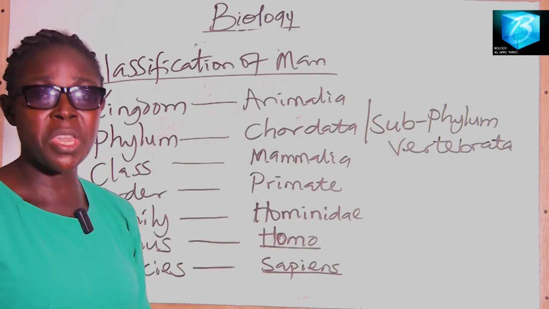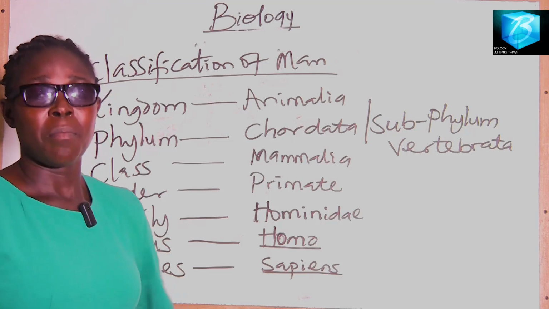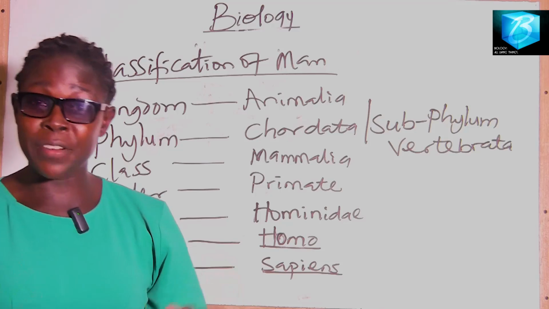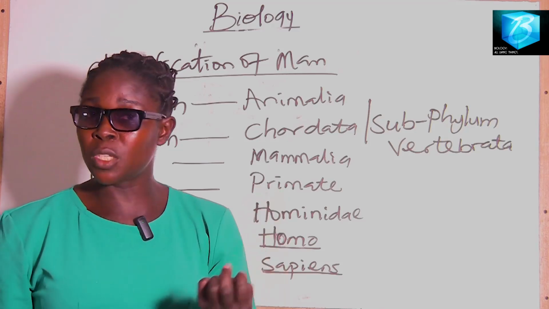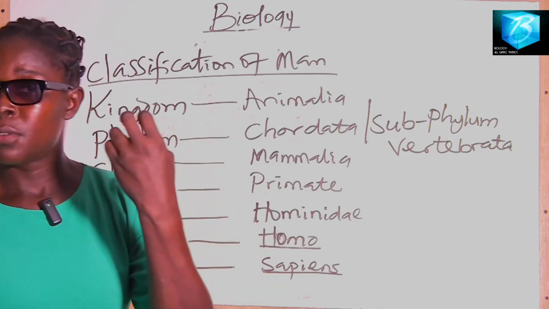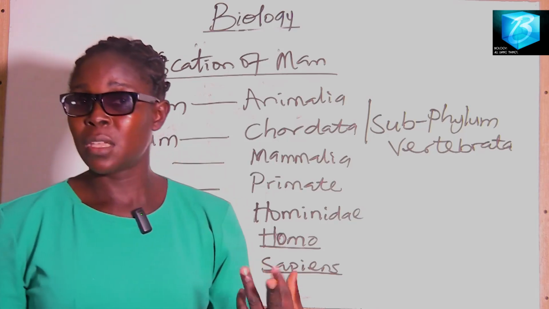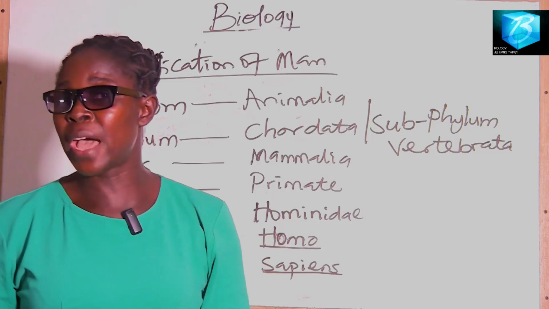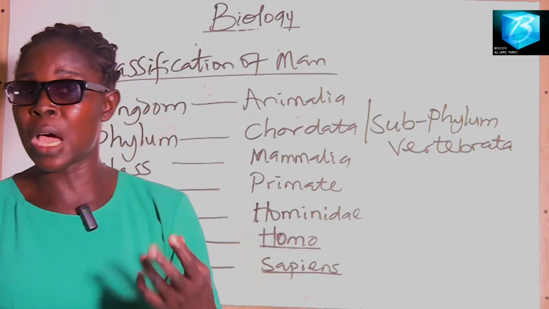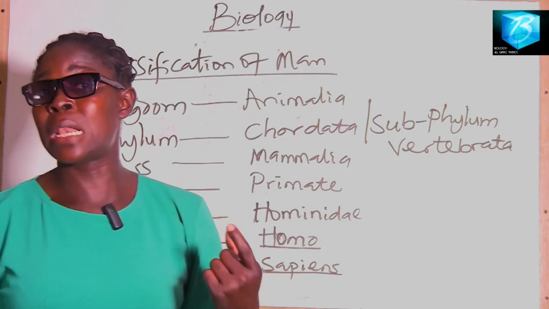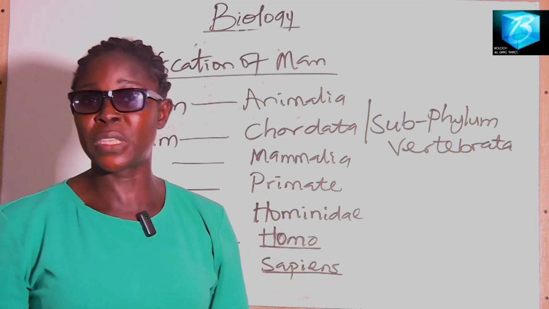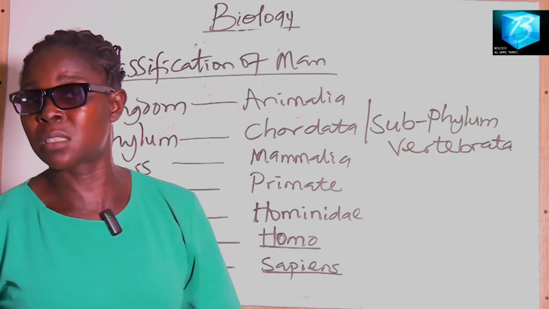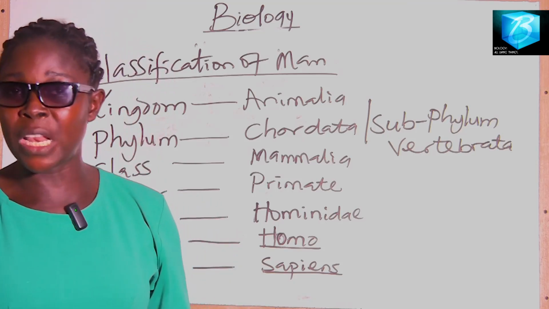Vertebrata, meaning that it has backbone. Man has backbone. Don't forget the hierarchy of classification. We have kingdom, we have phylum, division in plants, phylum in animals. We have class, we have order, we have family, we have genus, and we have species. And at times, we could have some prefixes added to some of these hierarchies, such as superclass, subclass, subphylum.